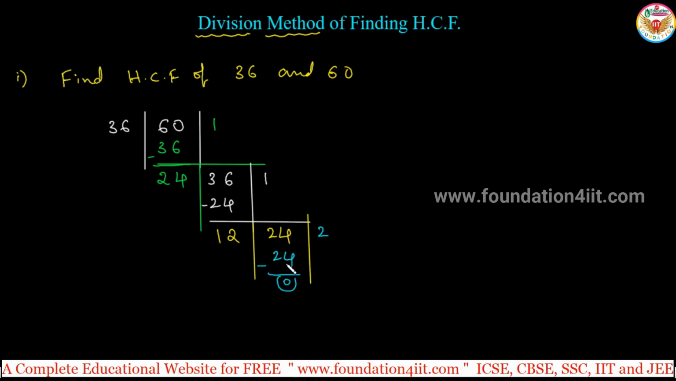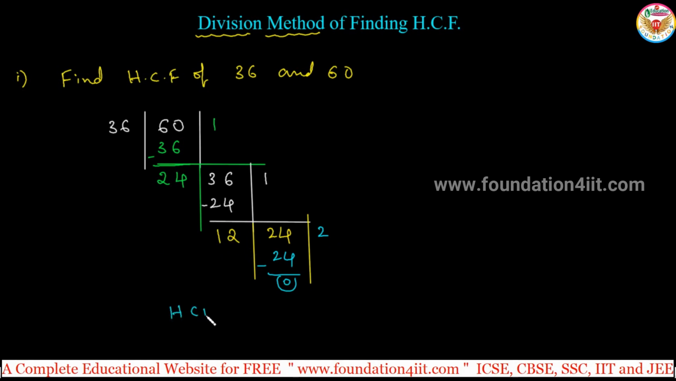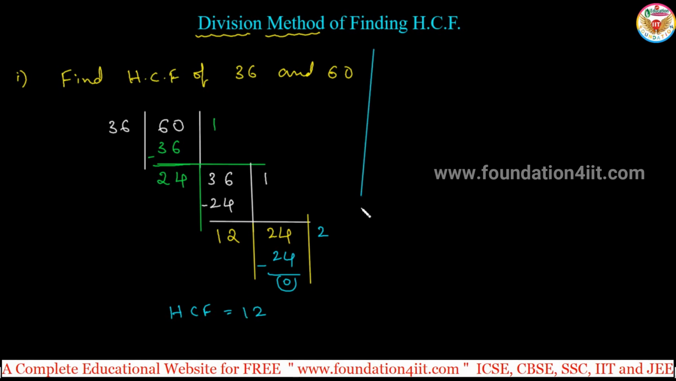After getting 0, the last division divisor is 12, right? The last divisor itself is the HCF. So the highest common factor is 12. HCF of 36 and 60 is 12. So there is no need of taking the factors and all, you can use this method.